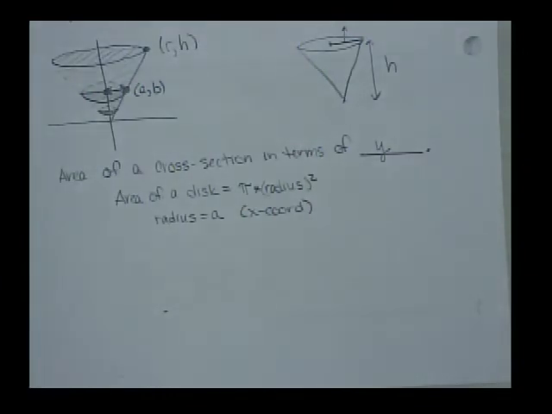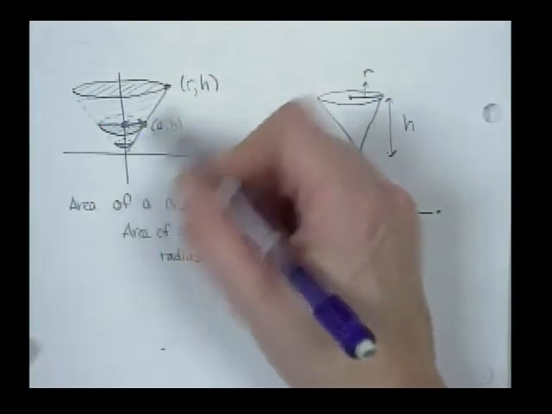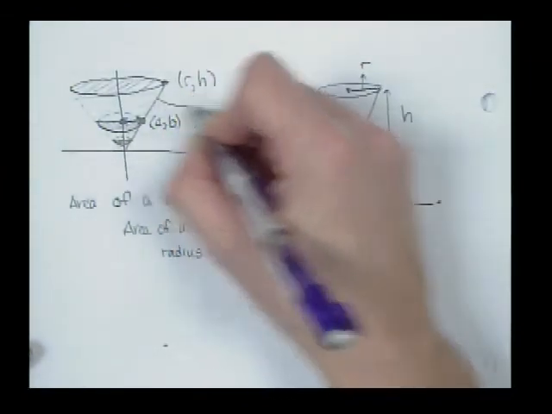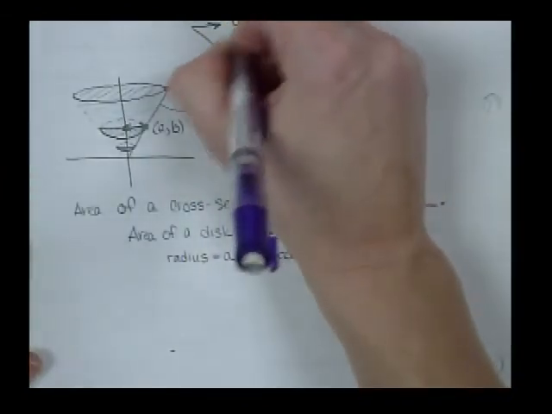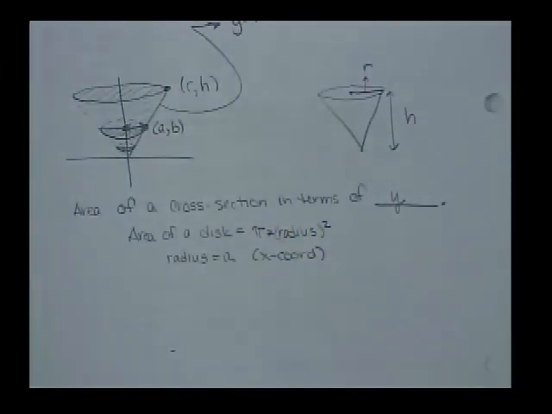So we're going to have to come up with an equation that relates x and y, and then we'll solve it for x in terms of y. Well, this right edge of the cone is just a straight line, so we can put it in y equals mx plus b form. What's the b? Oops, sorry.